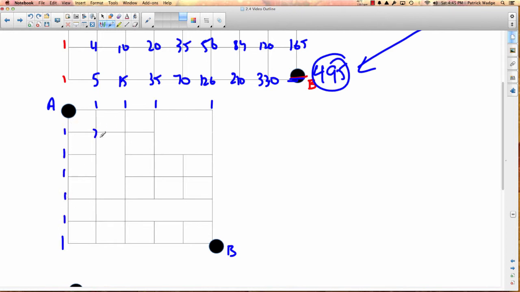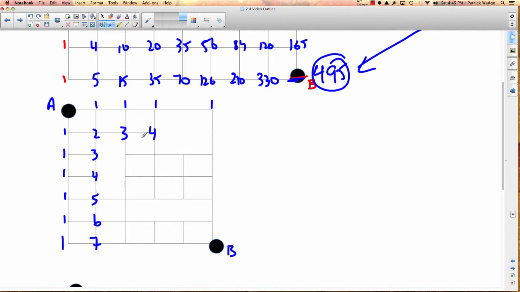How many ways to get here? 2. How many ways to get here? 3. How many ways to get here? 4. How many ways to get here? 5. How many ways to get here? 6. How many ways to get here? 7. How many ways to get here? Well, 2 here, 1 there, 3. How many ways to get here? 3, 1, 4. How many? What? It just kind of stops there.